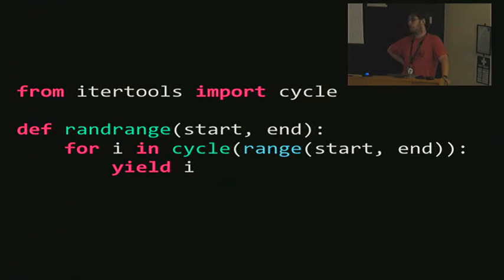Now, if you iterated over this 10,000 times and you got out 10,000 numbers from this, and then you plotted how likely they were to come out, you would find that every number within the range of start and end comes out exactly the same number of times. They have a perfectly equal chance to come out of this generator.